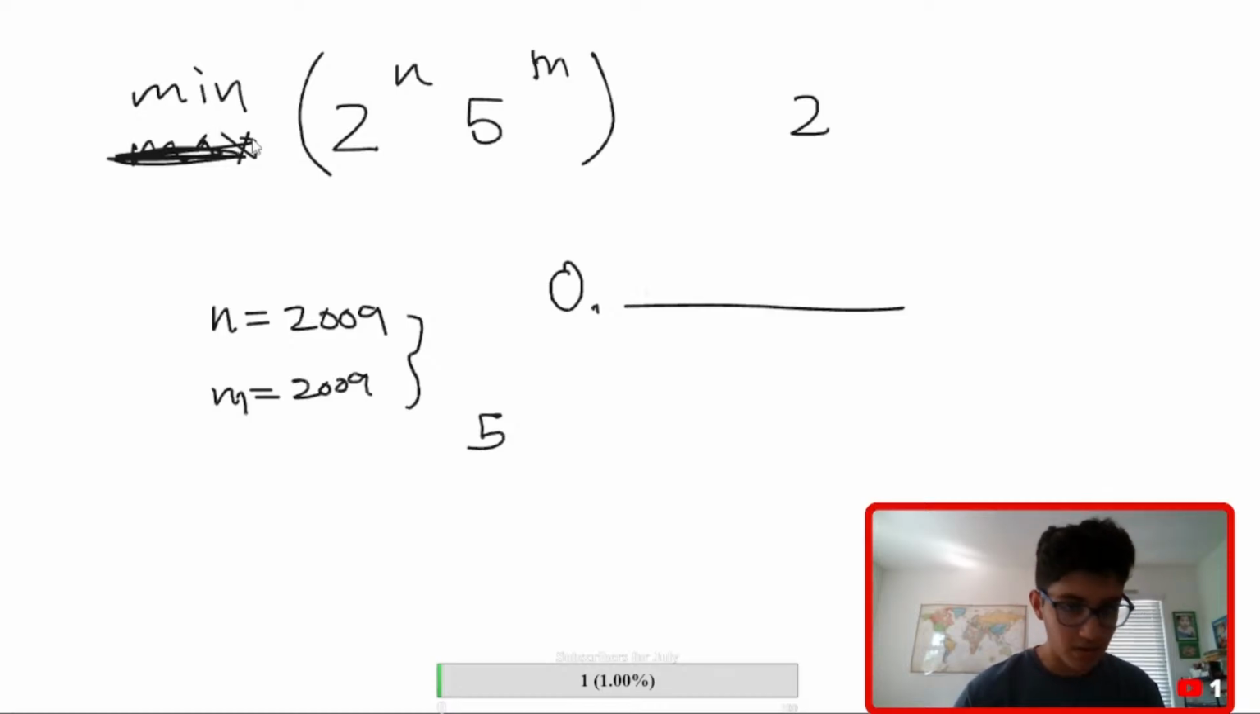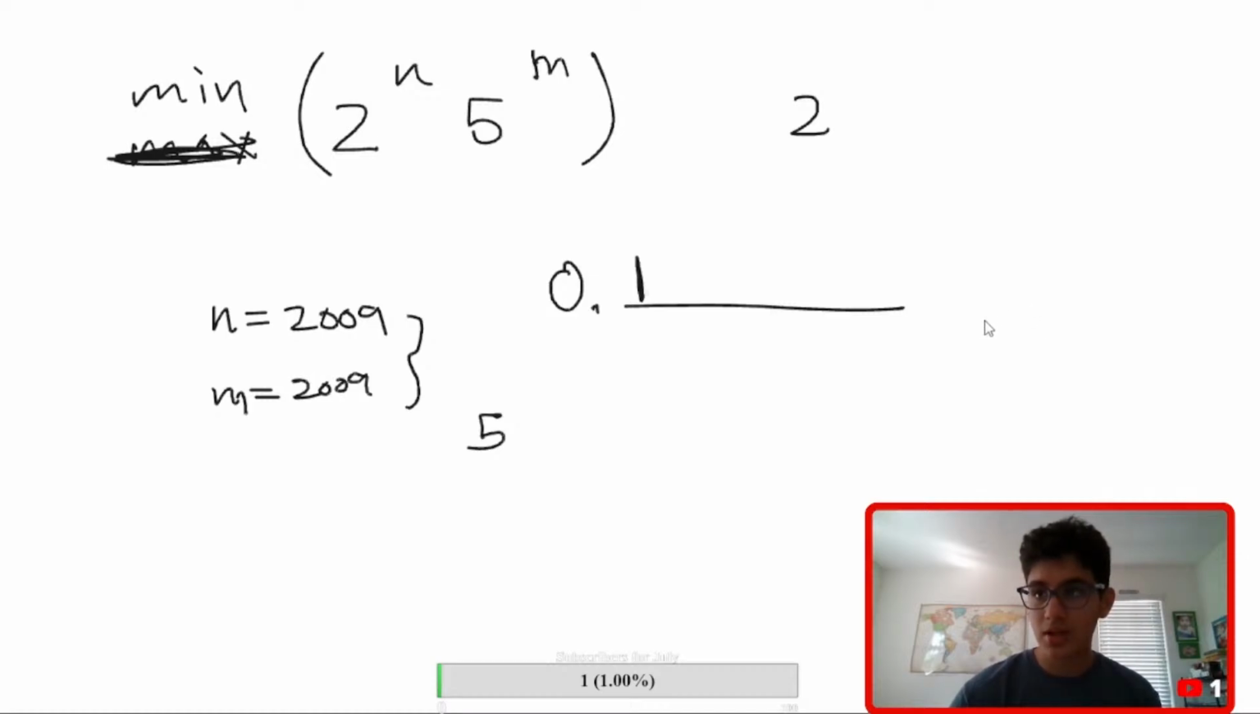Not repeating. Yeah, it has to terminate. So, okay, if it was just n and m, then you'd have one decimal place, right? If n was 1 and m was 1. So if you have 2009, by that logic, you'll have 2009 decimal places.